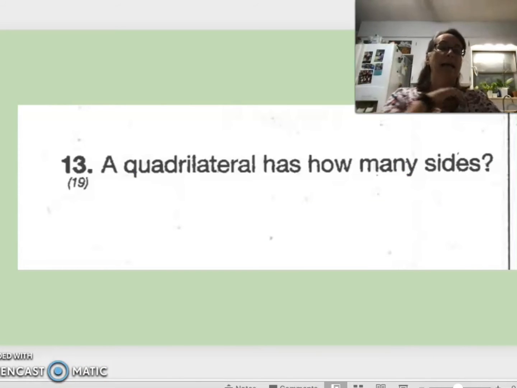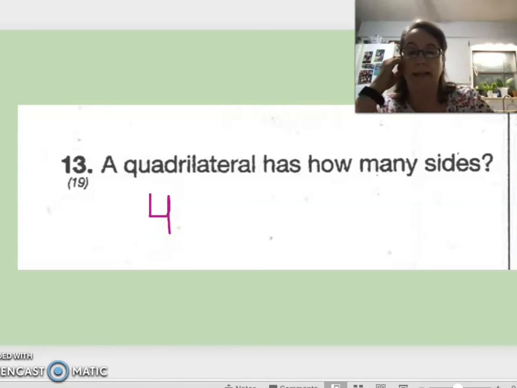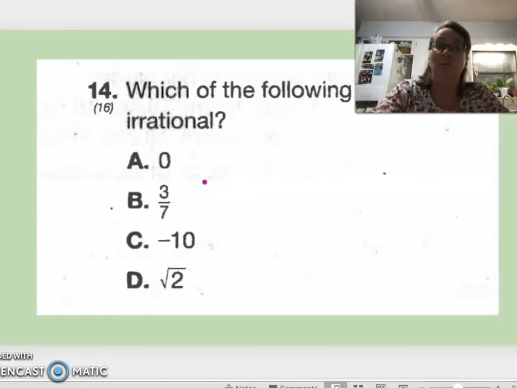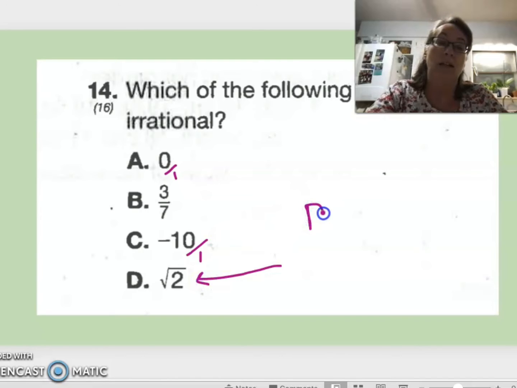A quadrilateral has how many sides? Well, this is one of those that I would let you get away with just writing the answer, okay? Because that's the definition of a quadrilateral, isn't it? Which of the following numbers is irrational? Okay, so irrational means it cannot be made into a fraction. Fraction has the root word, rational has the root word of ratio, which is a fraction. So we can change any of these to a fraction by putting a 1 underneath. This one already is a fraction, so this one is the one that is irrational. So the answer is D.